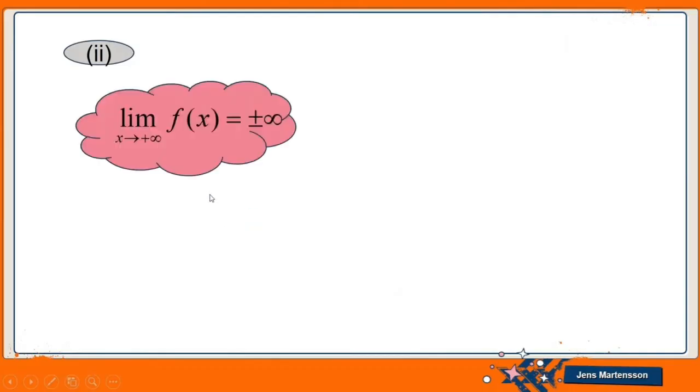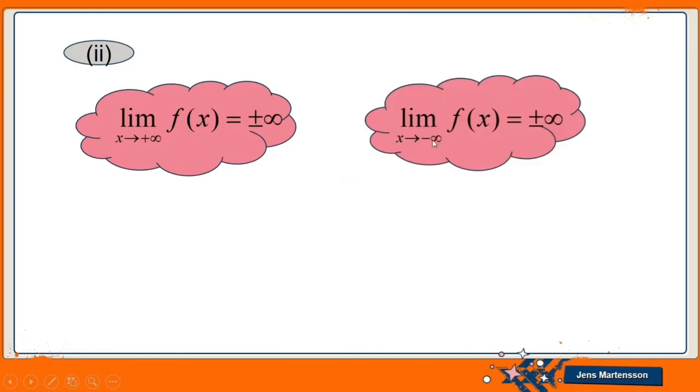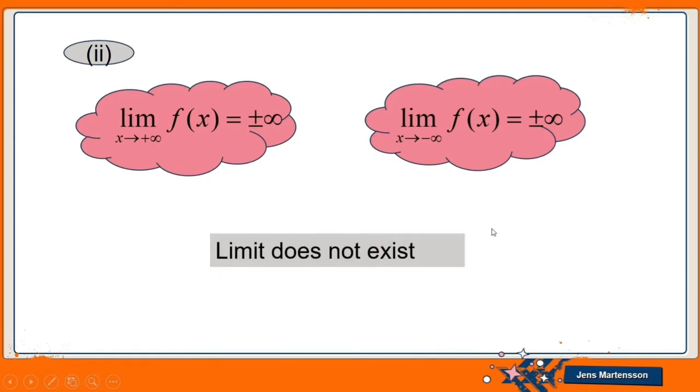Okay, number 2, when the limit of f(x) when x approaches infinity is positive or negative infinity, or the limit of f(x) when x approaches negative infinity is positive or negative infinity, we say that the limit does not exist.